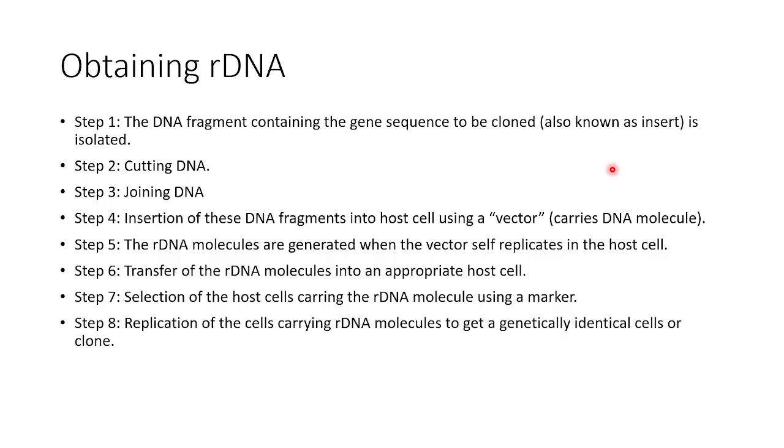The transfer of the rDNA molecules into an appropriate host cell is very critical for the expression of the protein and the growth in a particular bacterial system or a eukaryotic system, whatever system you want to grow it in. Then the selection of the host cells using a marker is very important. We have two types of markers. Usually the first one is a colored marker for the generation of a color, or a different antibiotic type of marker.